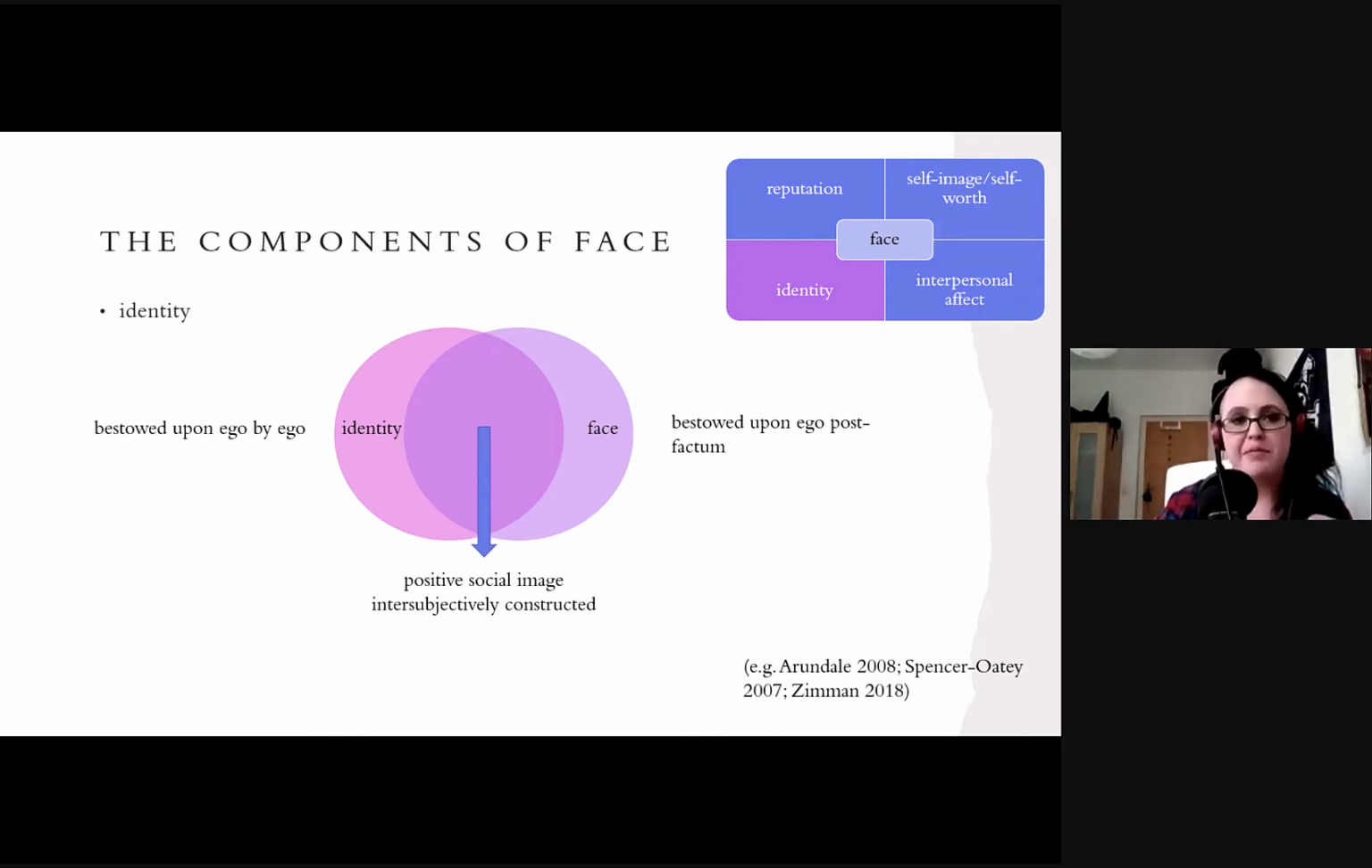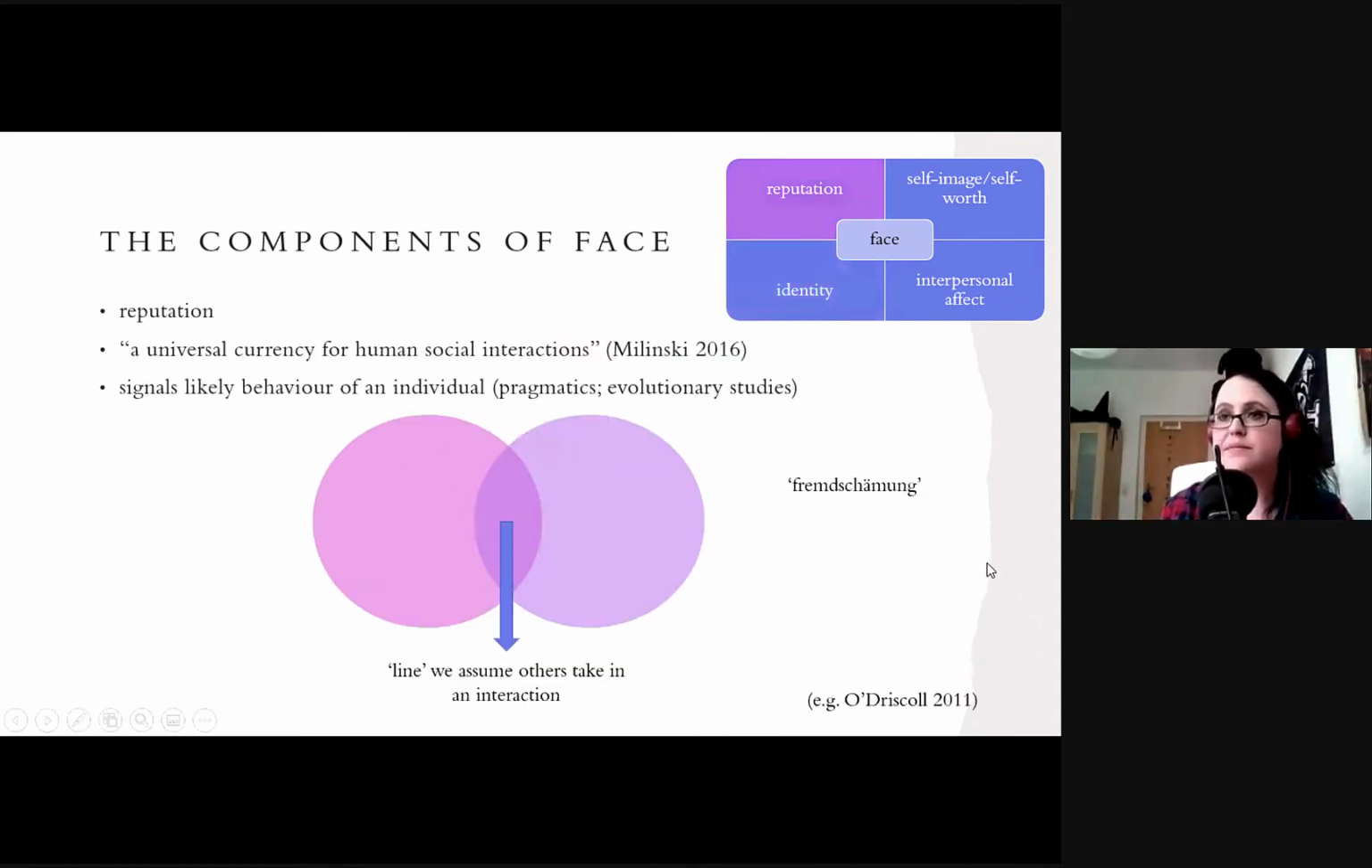And so it's the line we assume others take. And identity, on the other hand, can also be bestowed upon the self by the self. That is, I can create my identity independent of another party. So identity might be a phenomenon that's even broader than the concept of face. And finally, I would like to briefly turn to reputation, which Sławek will be going into more detail on later.